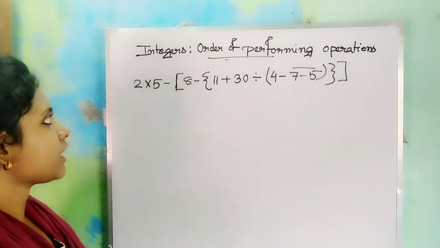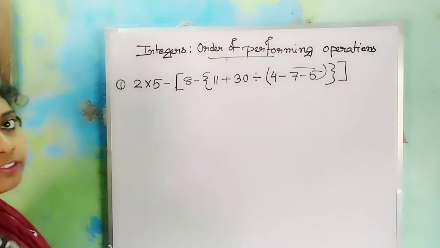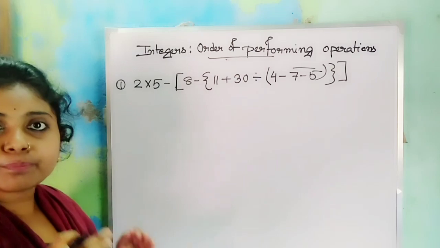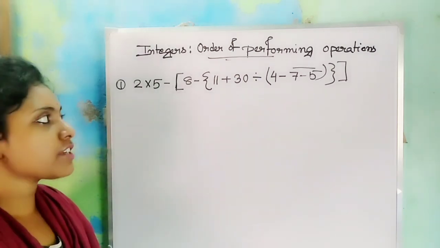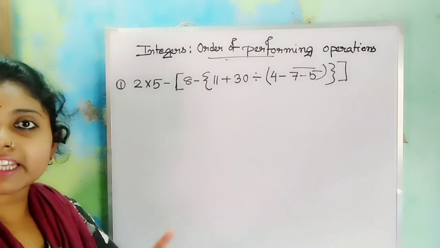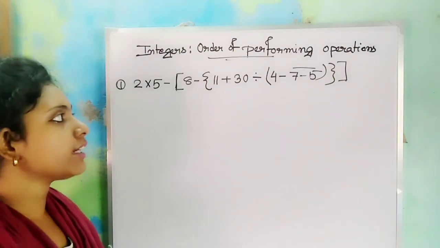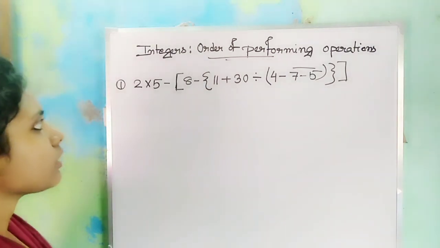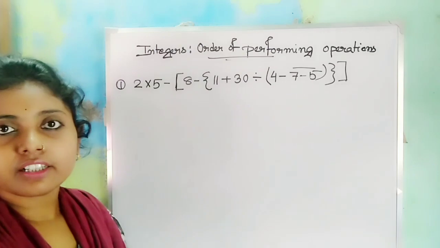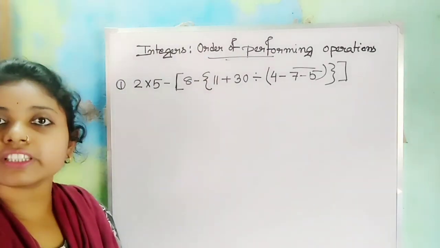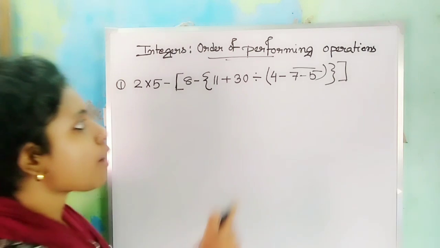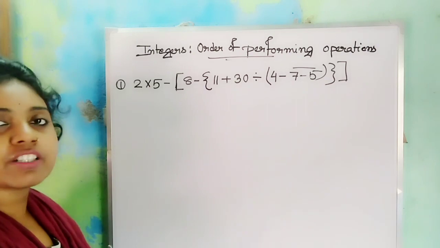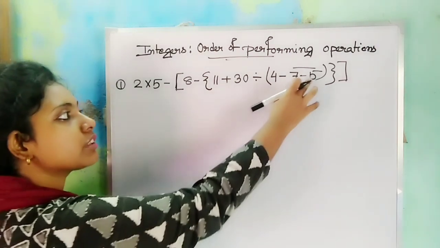See, the first simplification is 2 into 5 minus third bracket 8 minus second bracket 11 plus 30 divided by first bracket 4 minus bar bracket 7 minus 5, then first bracket close, second bracket close, and third bracket close. I have already said that at first we have to do the operation within the bar bracket, that is 7 minus 5. So at first we have to do this operation.